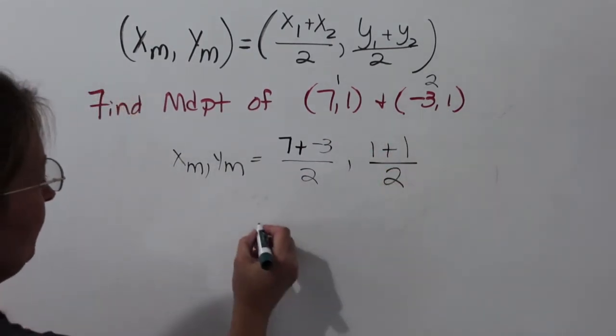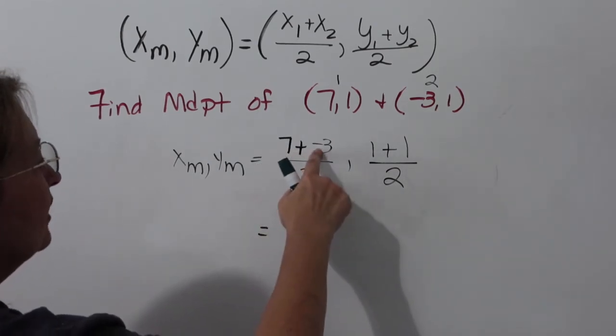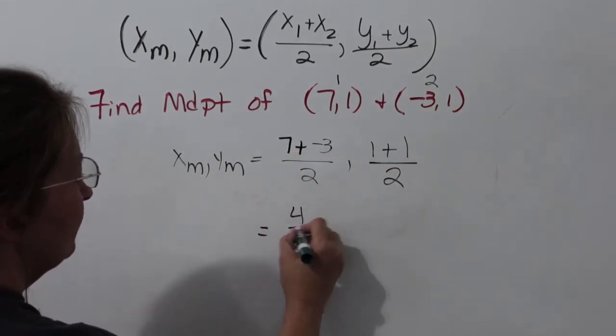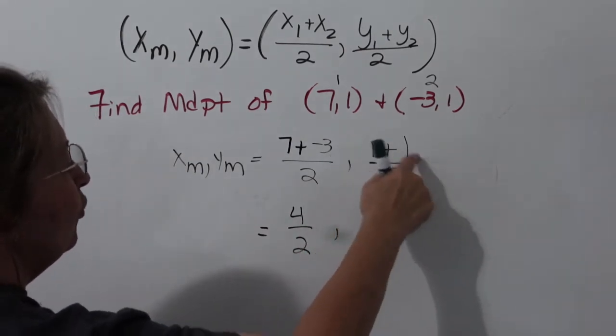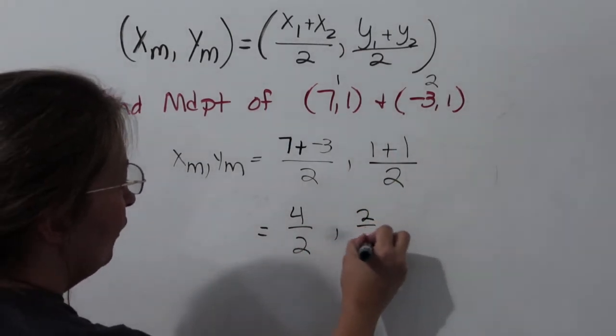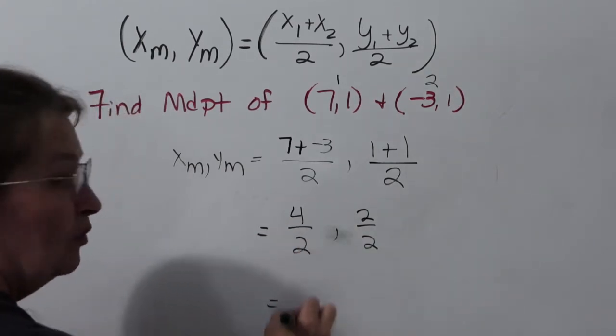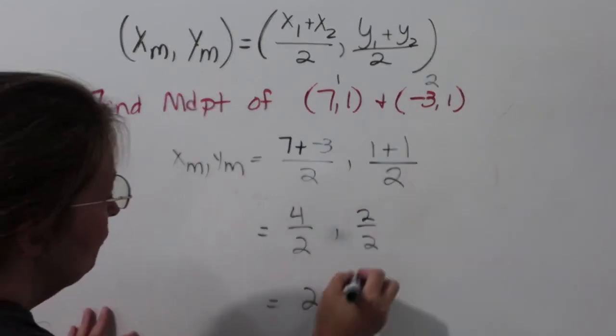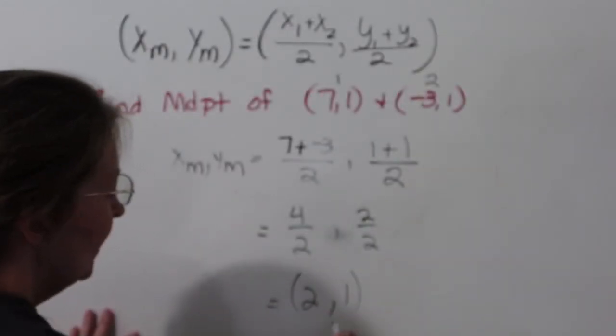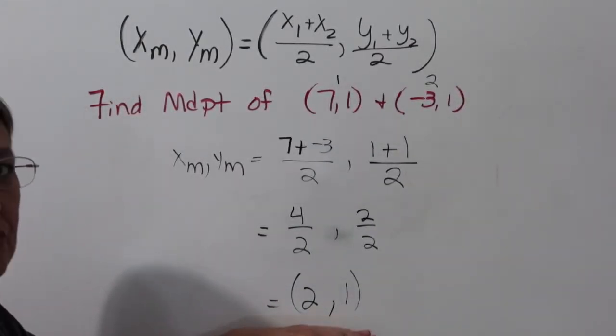And then let's reduce these down. 7 plus negative 3 is positive 4 over 2. It's just a comma. And 1 plus 1 is 2 over 2. And then when we reduce this down, 4 over 2 is 2, and 2 over 2 is 1. So now we have an ordered pair, 2, 1.